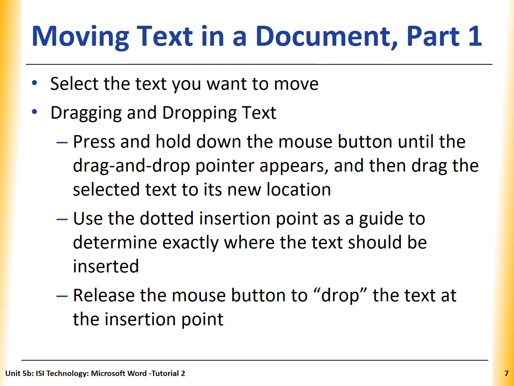First, we need to select the text you want to move, then drag and drop the text. To do this, press and hold down the mouse button until the drag and drop pointer appears, and then drag the selected text to its new location. I'm going to show you this in a while. Use the dotted insertion point as a guide to determine exactly where the text should be inserted. Release the mouse button to drop the text at the insertion point.